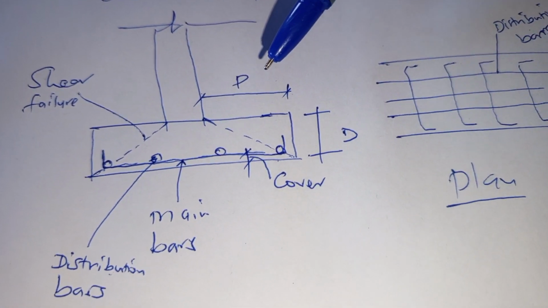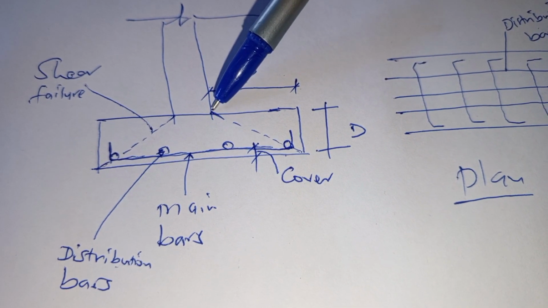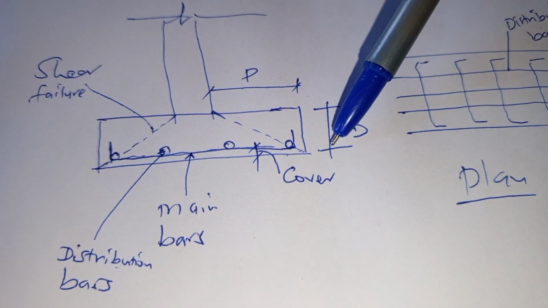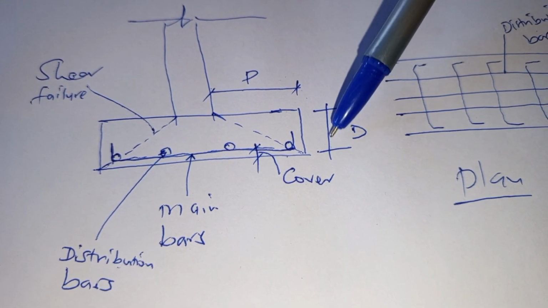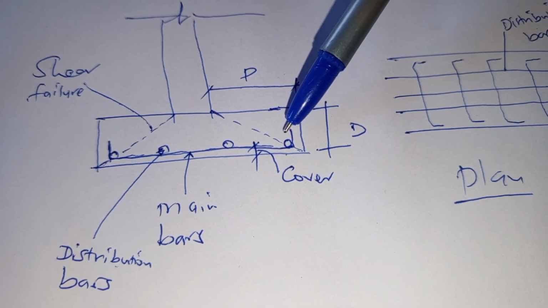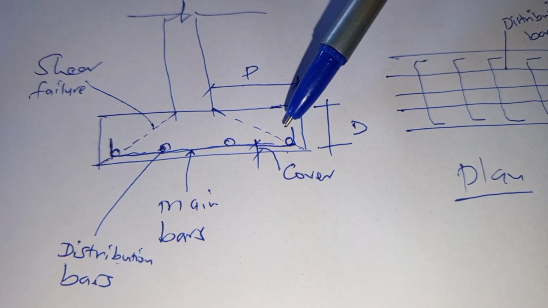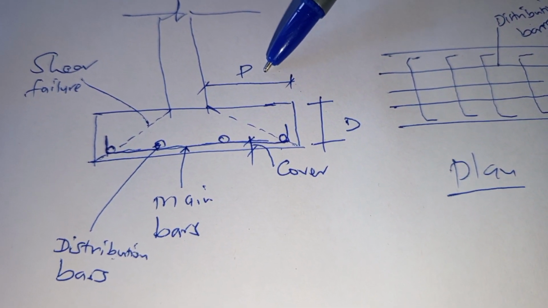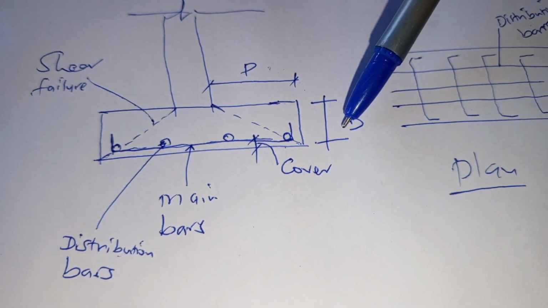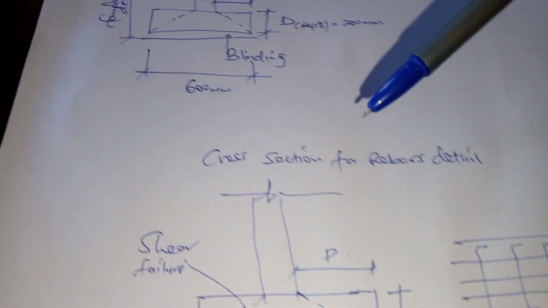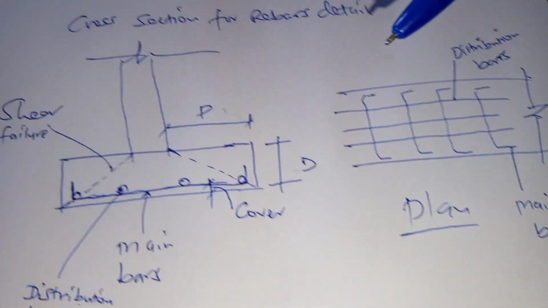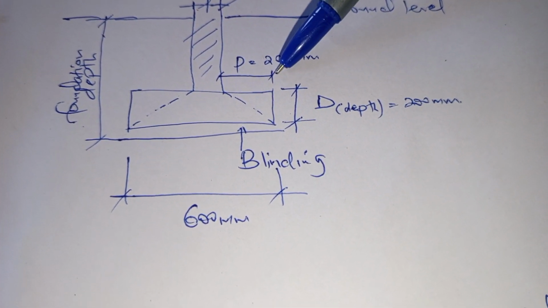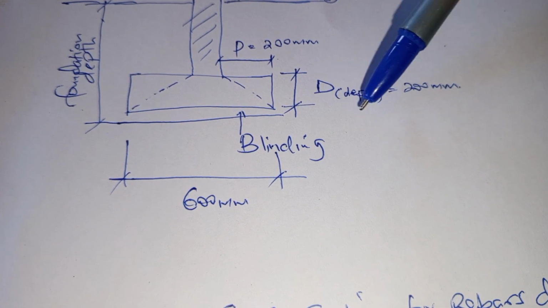Again, we remind ourselves that the projection P is normally equal to the depth of our strip footing, because the shear acts at an angle of 45, hence making a right angle triangle. So our projection P will equal depth D. For example, if we have our projection P as 200, then we will have our depth D as also 200.